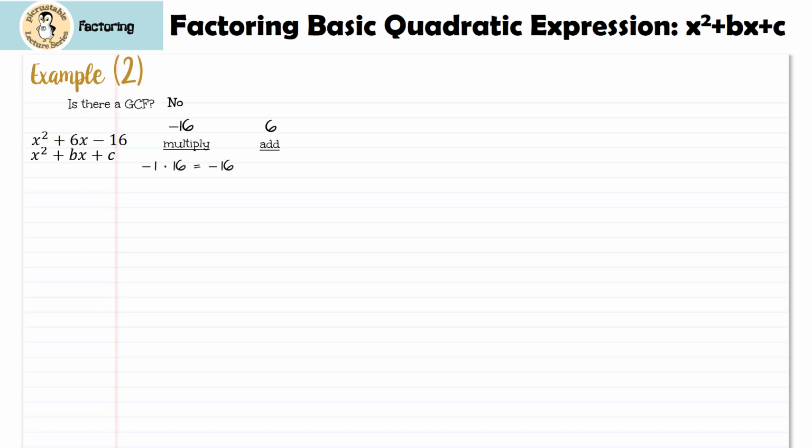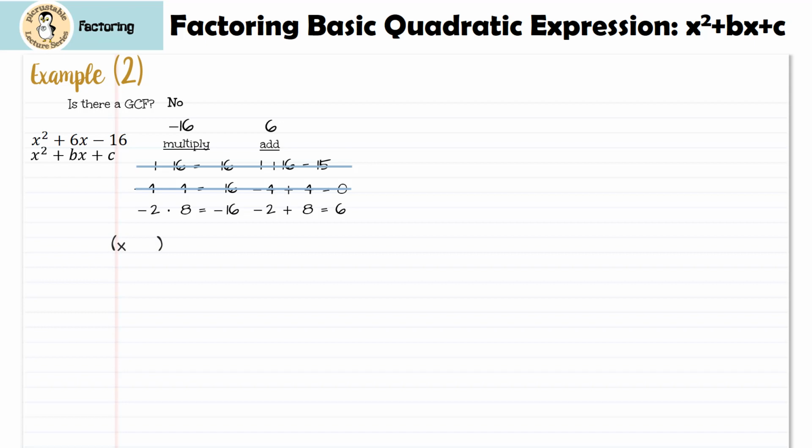Negative 1 times 16 is negative 16. Negative 1 plus 16 is 15. Well, that doesn't work because it has to add to 6. Negative 4 times 4 is negative 16. Well, that works. But negative 4 plus 4 equals 0, and that one doesn't work. What about negative 2 times 8? Well, once again, that's negative 16. Negative 2 plus 8, hey, we got our 6.